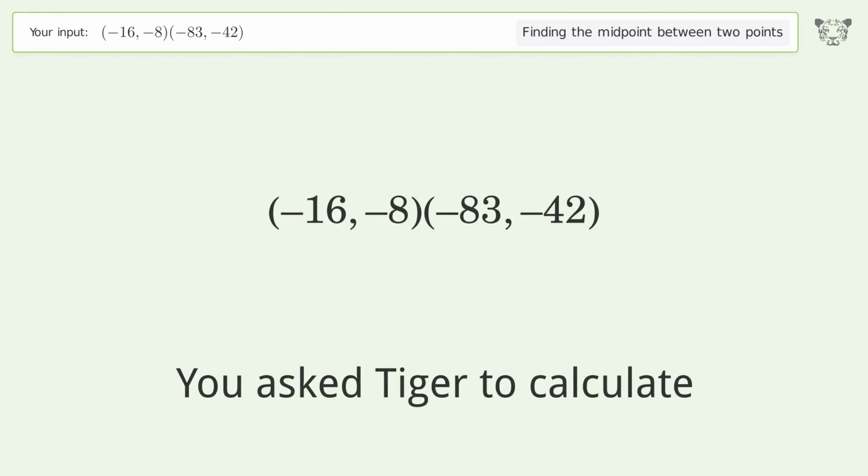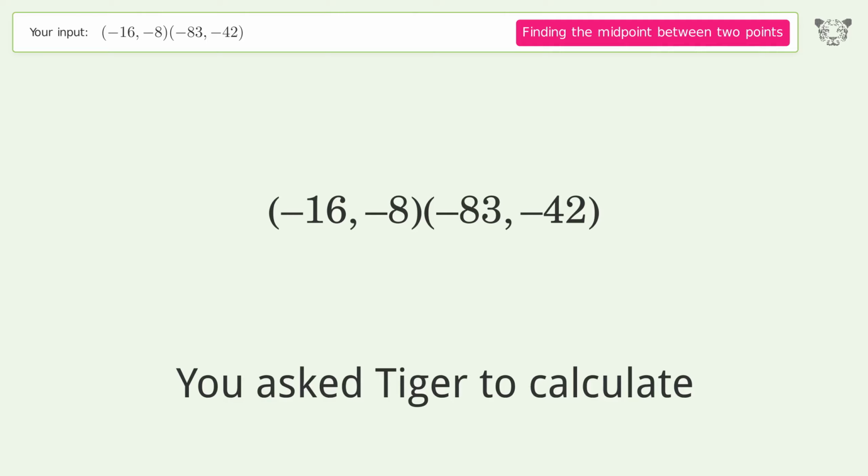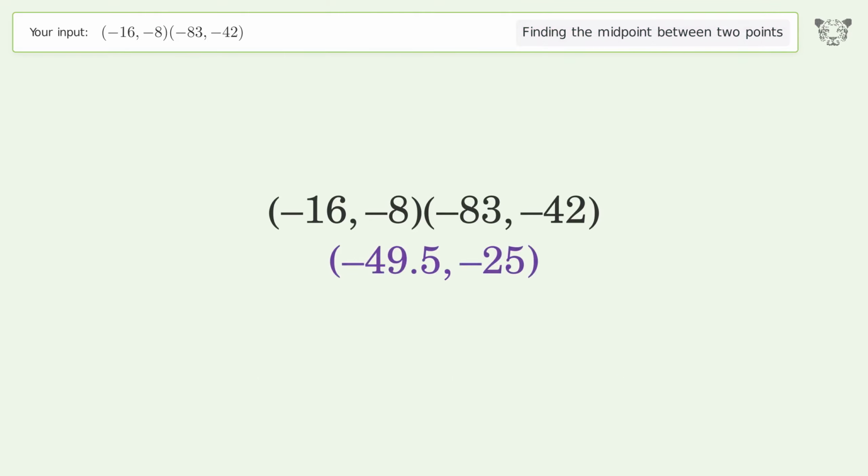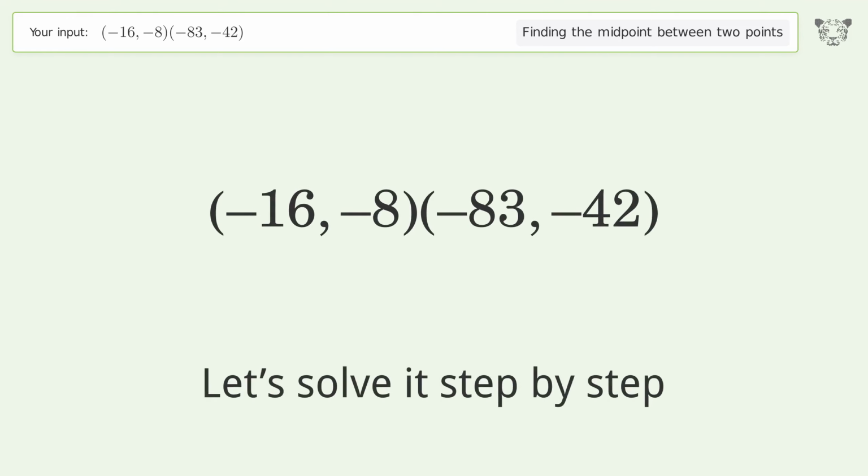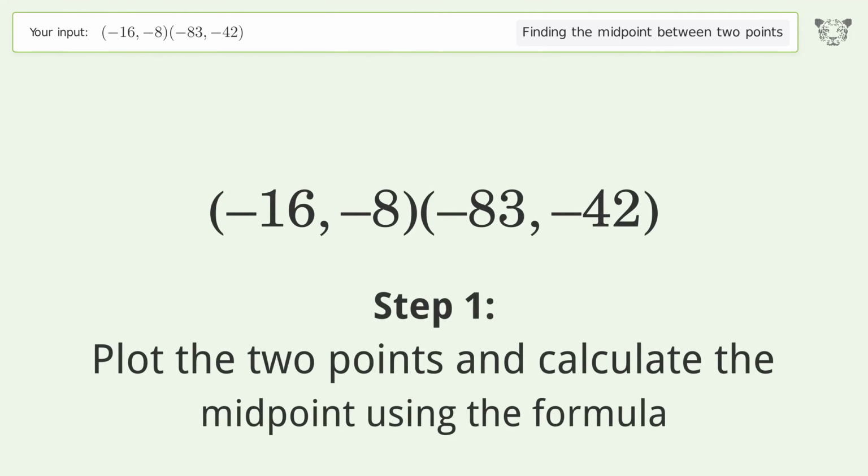You ask Tiger to calculate. This deals with finding the midpoint between 2 points. The midpoint between the 2 points is -49.5, -25. Let's solve it step by step. Plot the 2 points and calculate the midpoint using the formula.